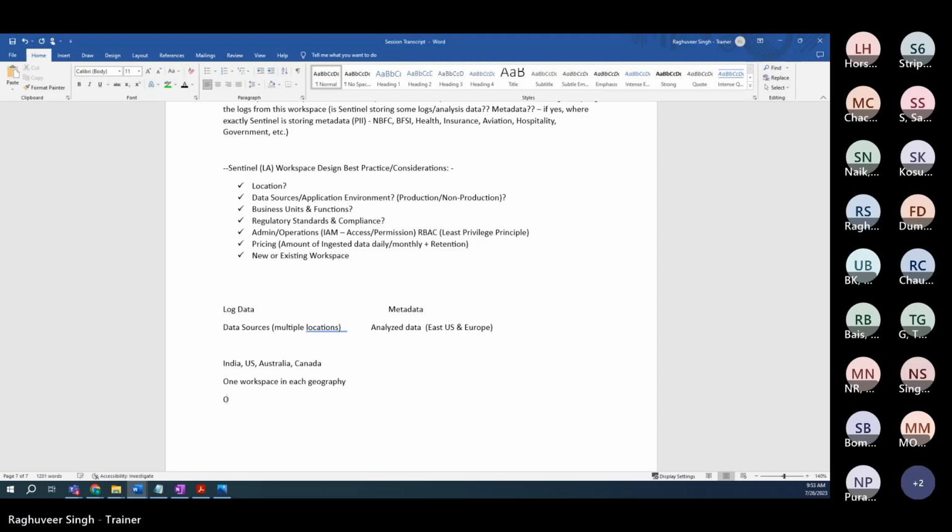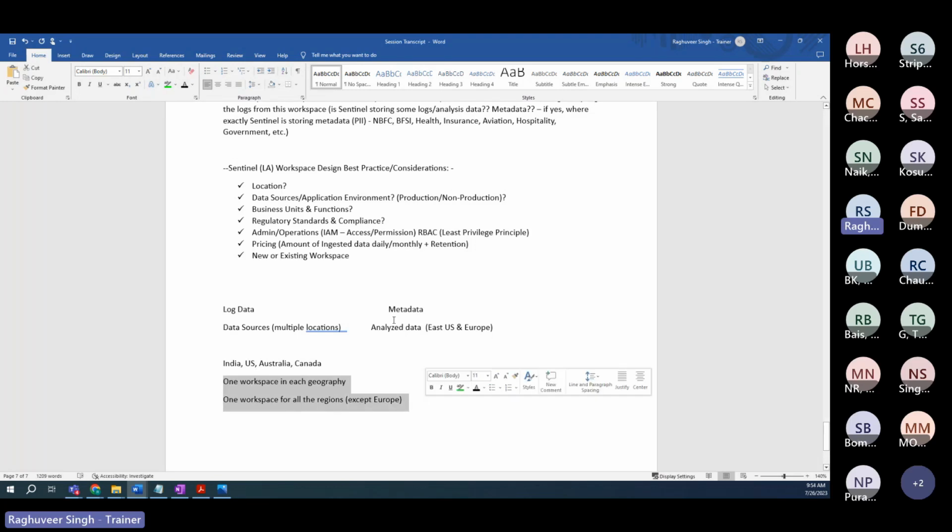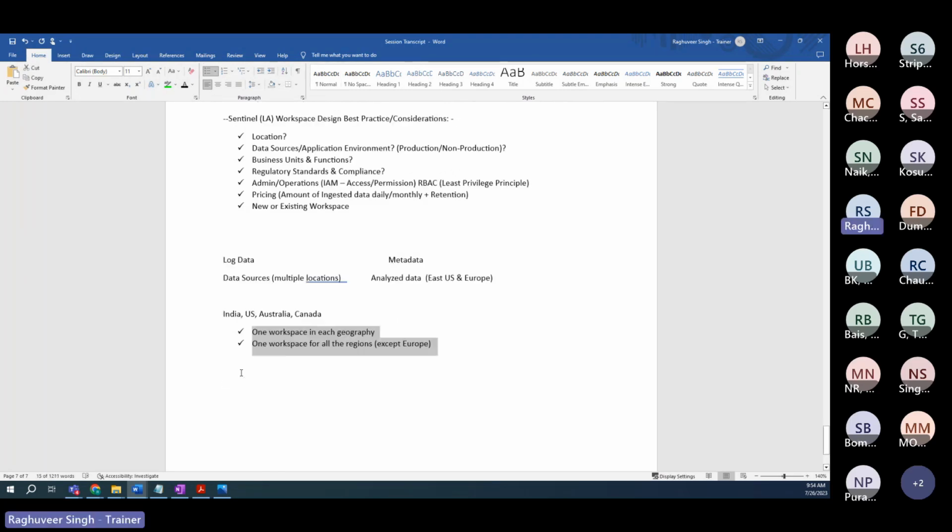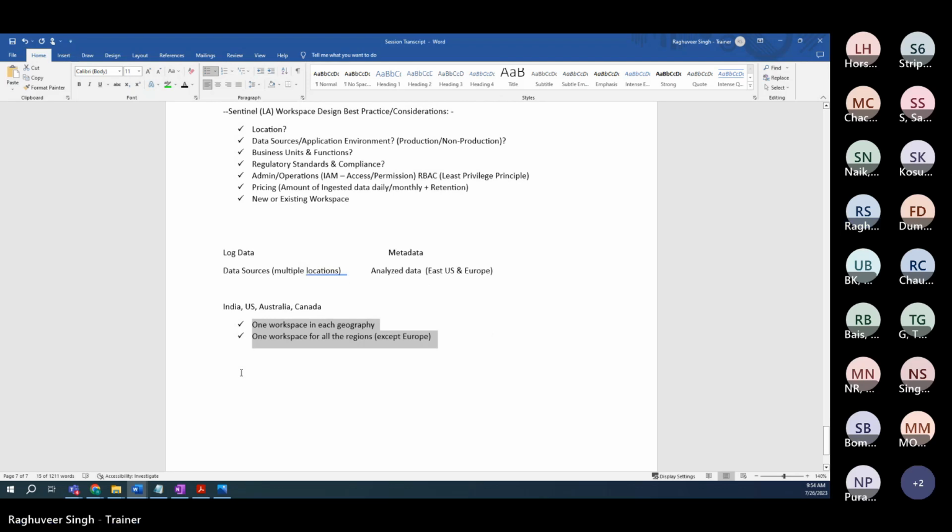If you keep one workspace for all the regions except Europe, this approach also has no drawback here, no challenge, I mean, from the security perspective. But then you will have data collated in the same workspace from multiple geographies. It will be difficult for you to bifurcate, differentiate or isolate the data. That is the challenge with the first approach. So the best practice says that you should create one workspace in each geography.